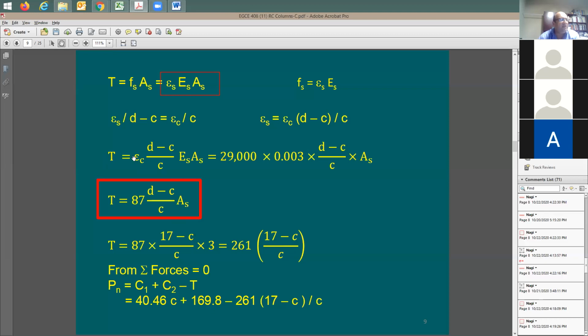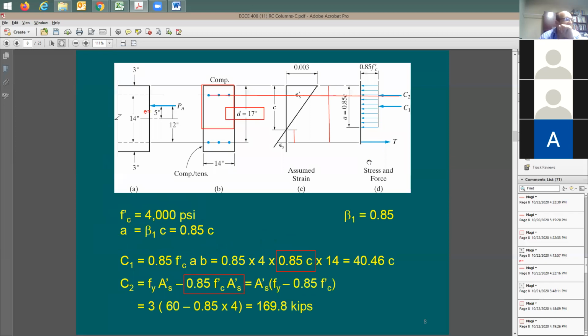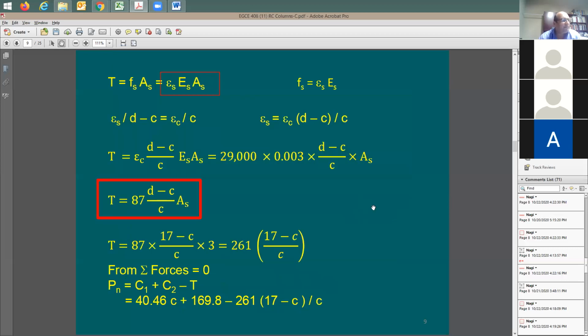You can just simply go through this. The strain in the concrete is going to be 0.03. Es is 29,000. As, you can solve for it numerically. As in this case is going to be only 3 square inches. Why 3 square inches? Because you're looking at the tension steel, not all the steel in the section. So it's going to be only 3 square inches. Then clean it up, and you're going to end up with this value here, 261. So now it's an equation between T and c.